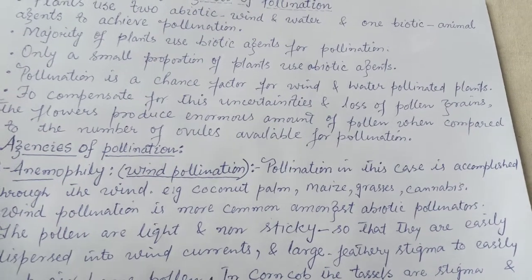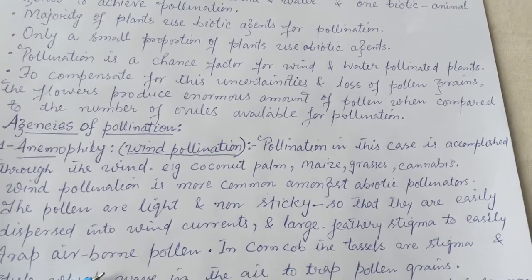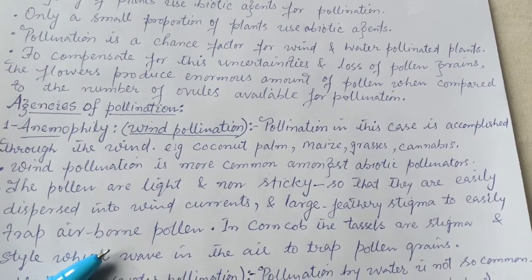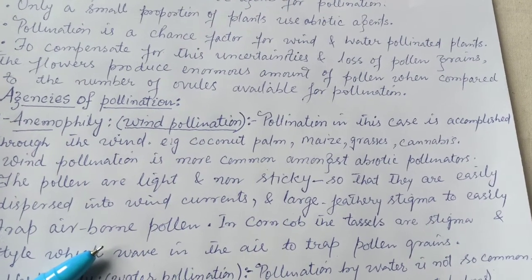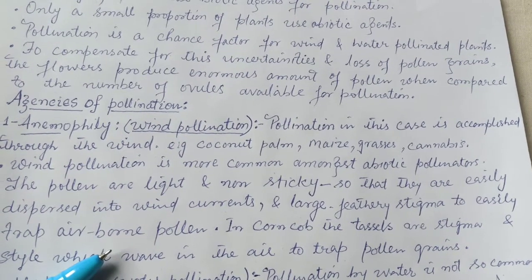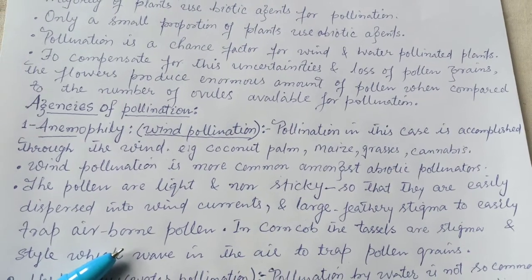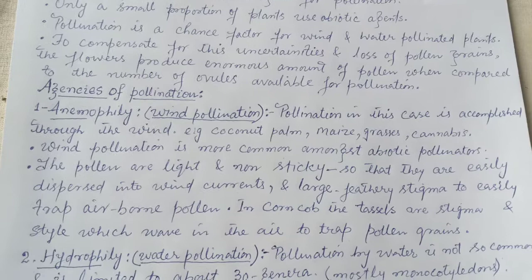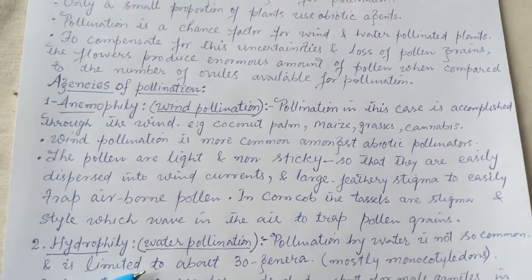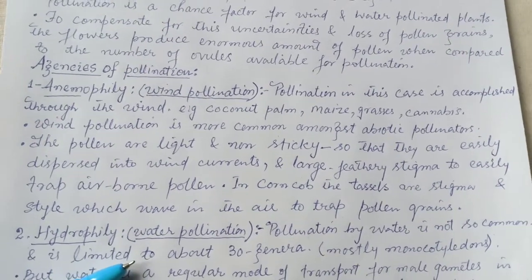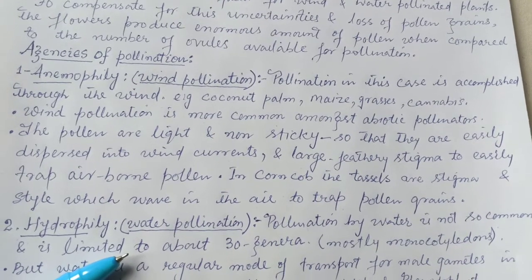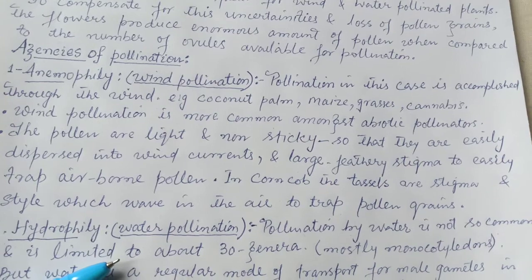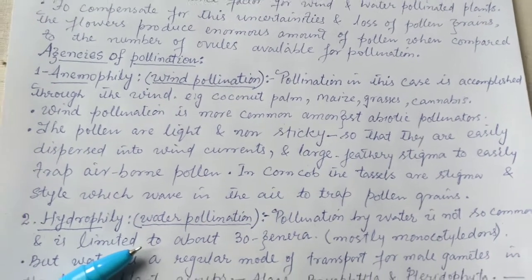In this case, the pollen are light and non-sticky, so that they are easily dispersed into wind currents, and the flowers have large feathery stigma to easily trap airborne pollen. As you may have seen in the corn cob, the tassels, or stigma and style, wave in the air to trap pollen grains.